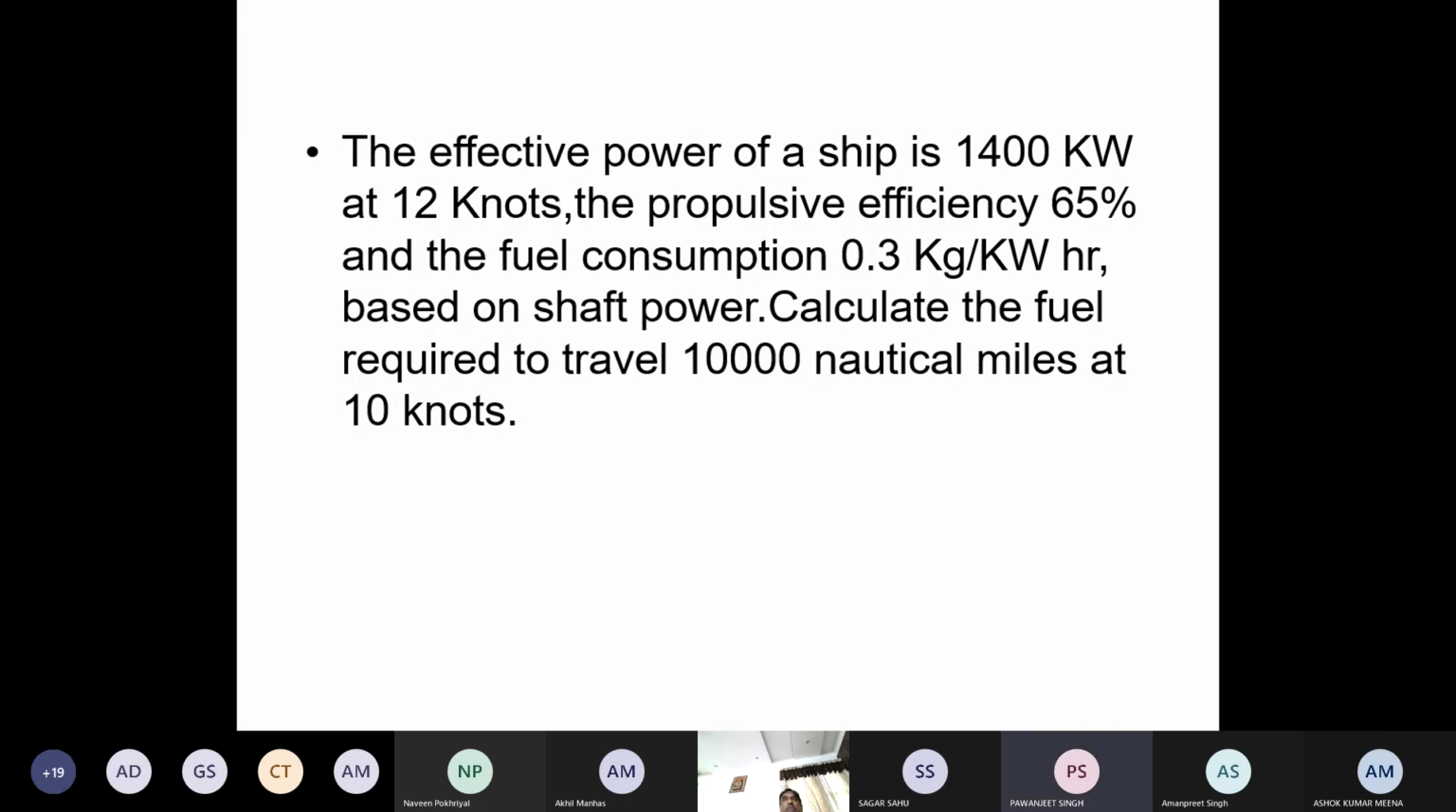The propulsive efficiency. Yes. Propulsive efficiency is 65%. What is the question, please? What is propulsive efficiency? That is propeller efficiency. Same thing. Propeller efficiency.